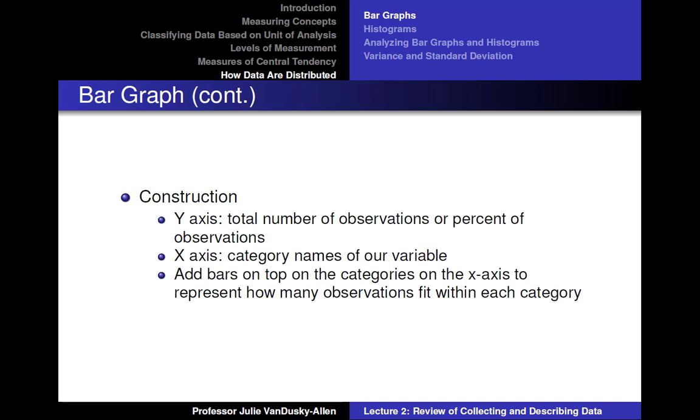When you construct a bar graph, you place the total number of observations or percent of observations on the y-axis and the category names on the x-axis. Then you add bars on top of the categories on the x-axis to represent how many observations fit into each category.